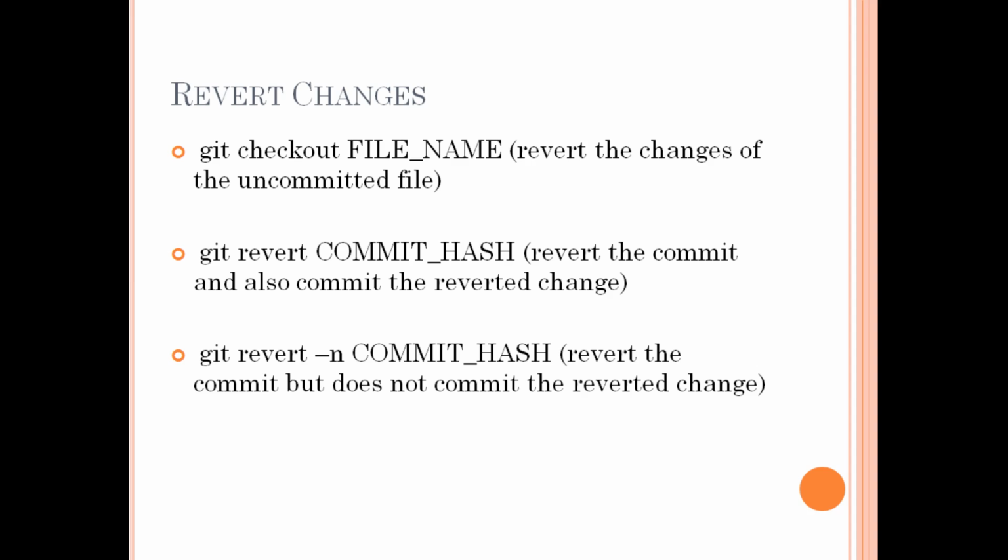Alternatively, if you don't want to commit this reverted change, then you can use the git revert -n command. This command reverts back to the previous commit, but does not commit this change.